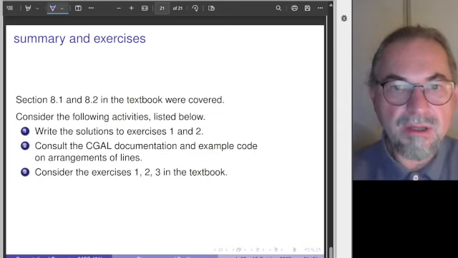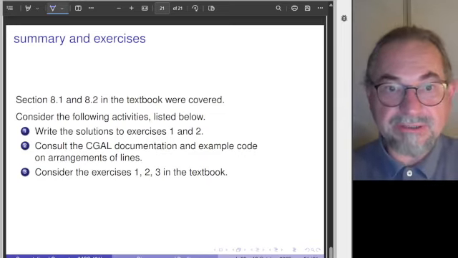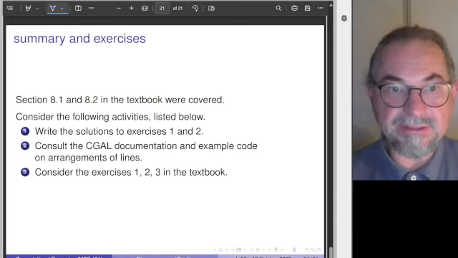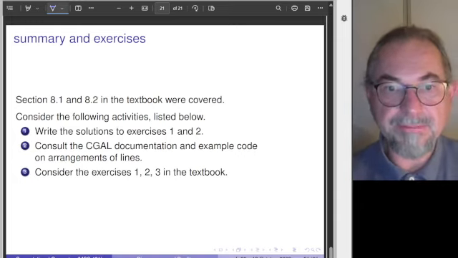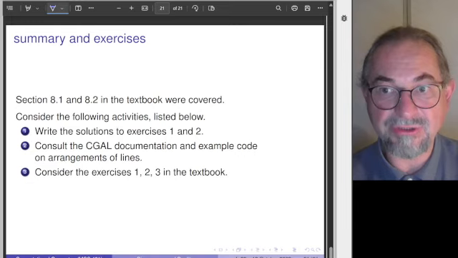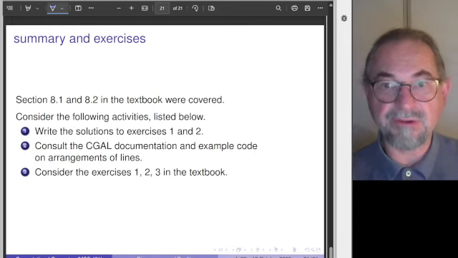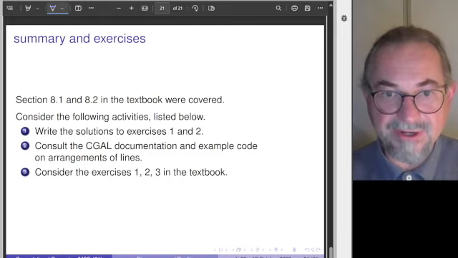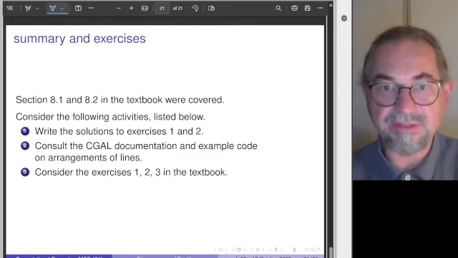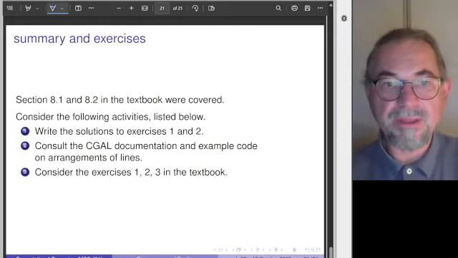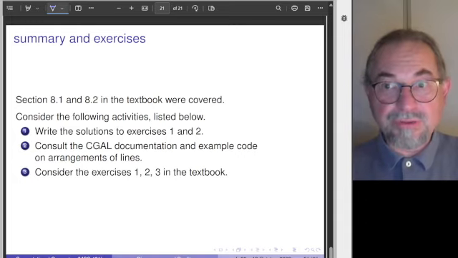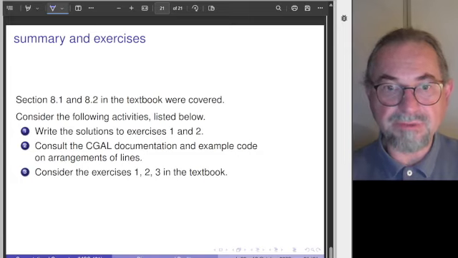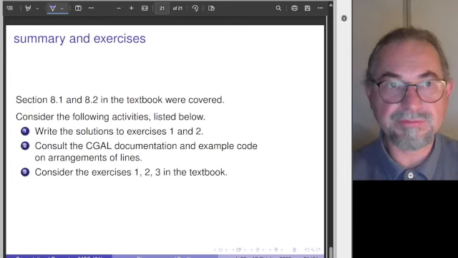Okay. We covered the start of chapter 8, sections 1 and 2. Look at the exercises. The exercises are actually essential for deeper understanding of the concepts that we have covered. I took exercise 1 of the textbook, which is exercise 2 now in this lecture. Arrangements are very important in CGAL. And I actually had time to look at this, but I probably should, well, I can do this.